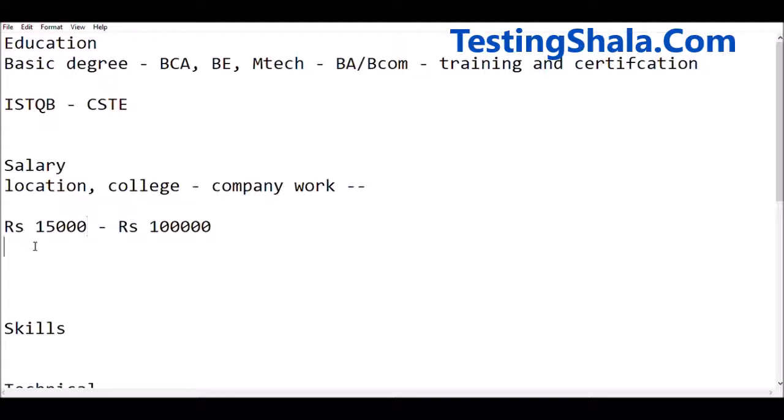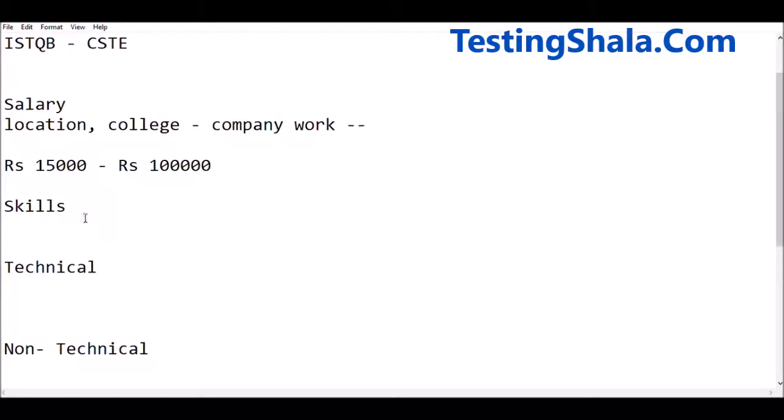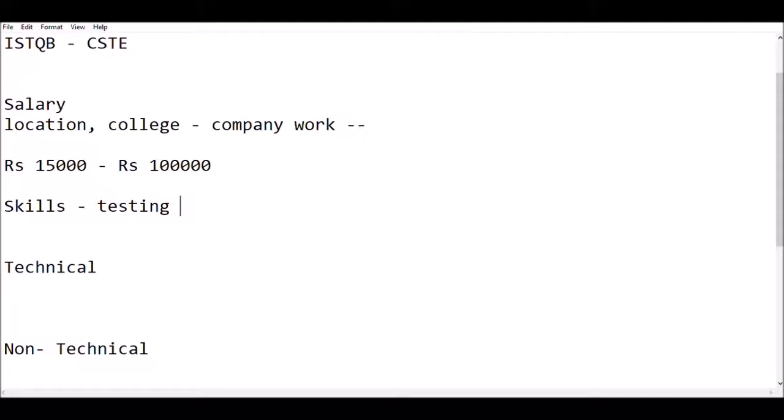Then, we understood the education and we understood the salary part of it. Now let's understand the skill set which is required to perform a testing job. What skill set is required to perform this testing job? The skill set could be of two kinds: one is technical skills and another one is non-technical skills.